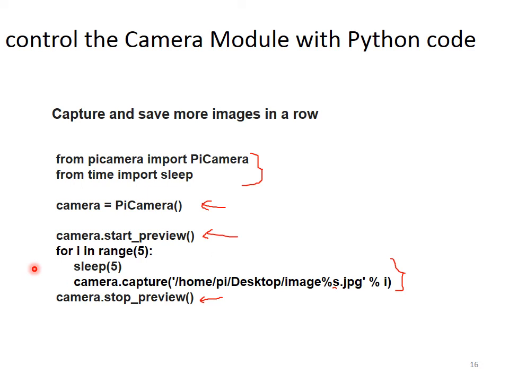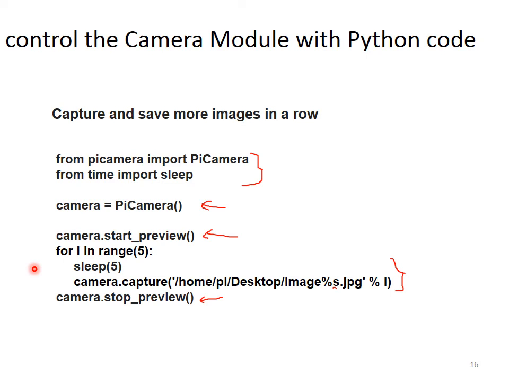Okay, now suppose you would like to save more than one image in a row. Of course, dear students, no need to say that here the loop comes into the picture, right? So as usual, you call the same modules from the same library, initiate your camera, start the preview from your camera, and then start your for loop: for i in range 5, and then sleep, camera capture.